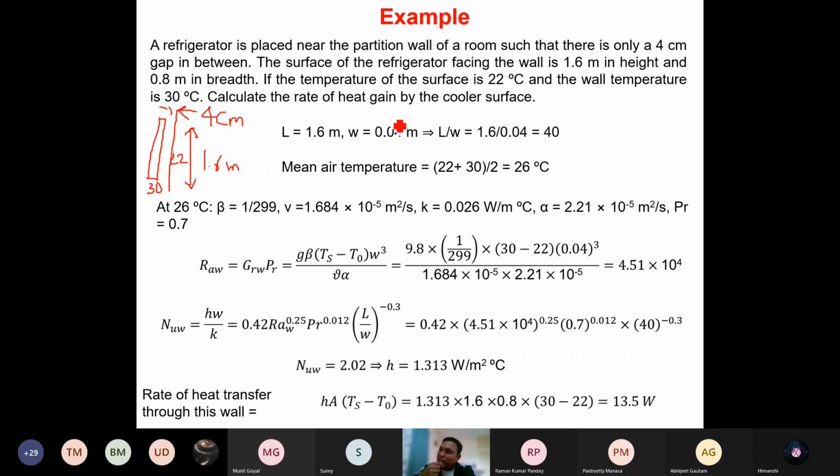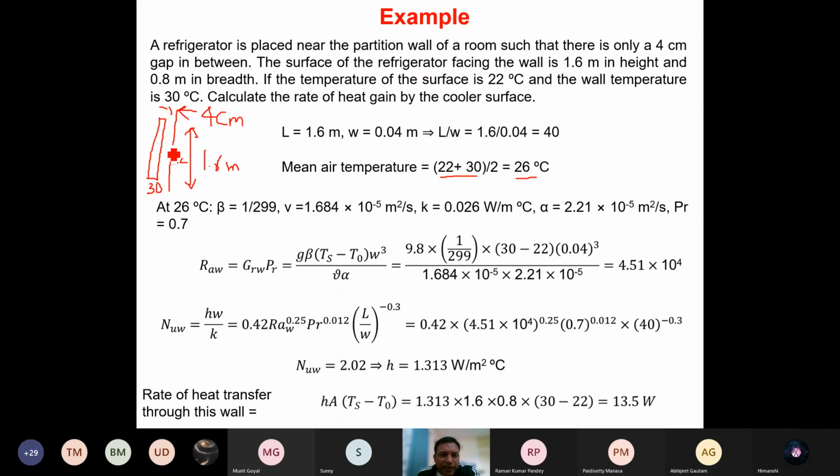Yes, sir. So in this case, let's calculate everything. In forced convection, we find the properties of the fluid at the average temperature of the wall and the fluid stream. In free convection also, we are taking this average temperature. So 22 degrees Celsius is here, 30 degrees Celsius is this wall temperature. So the average of that becomes 26.